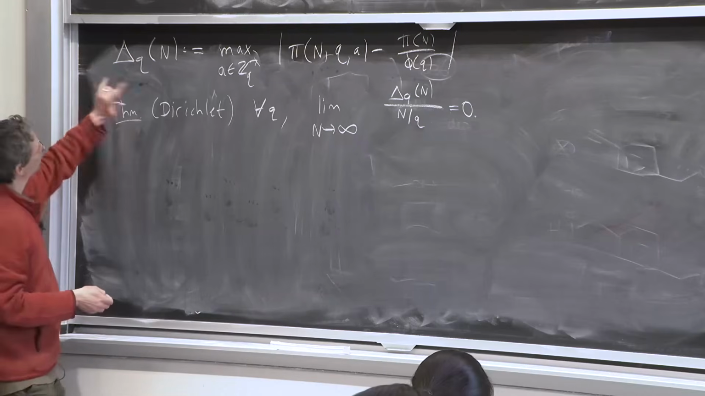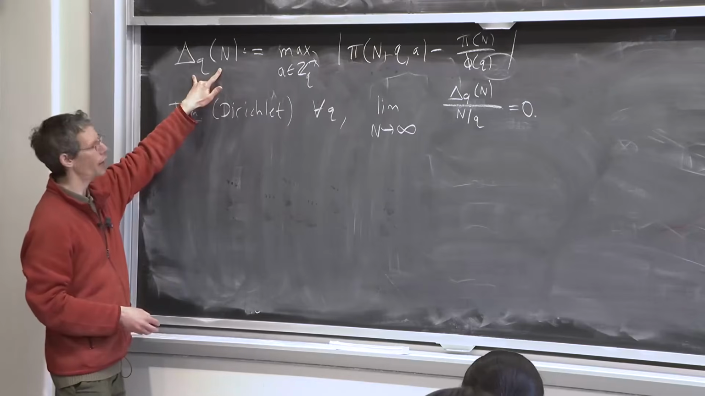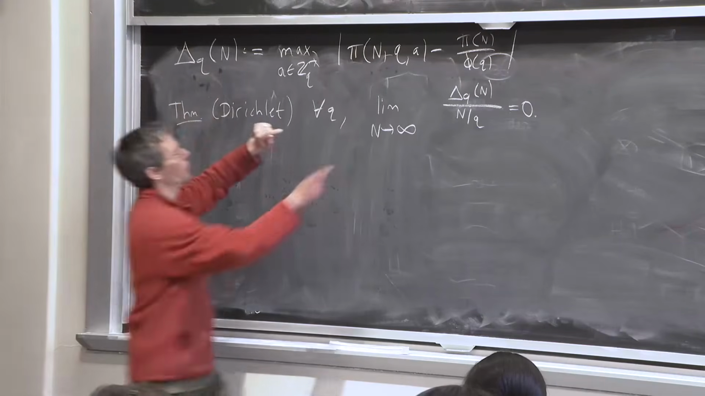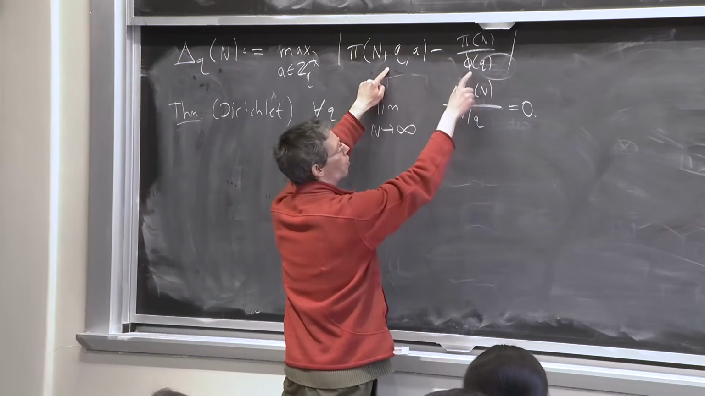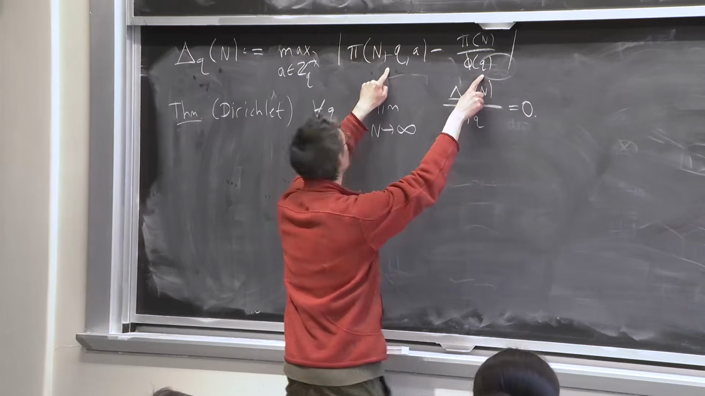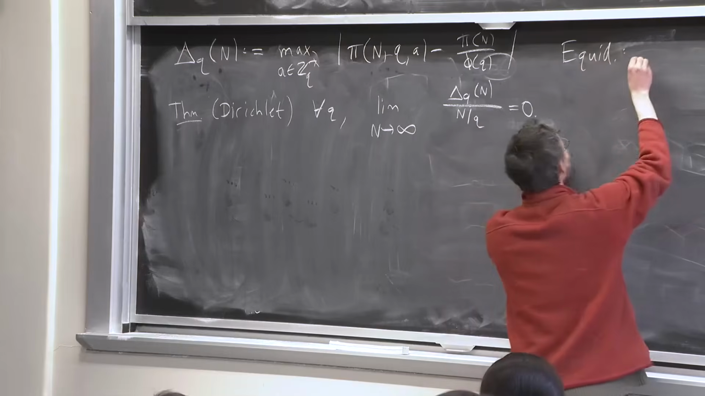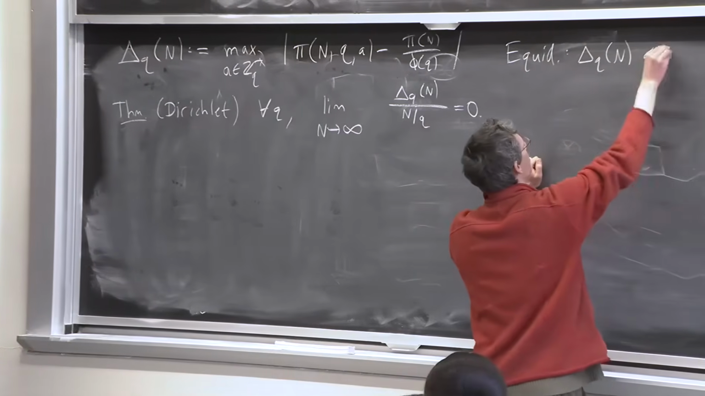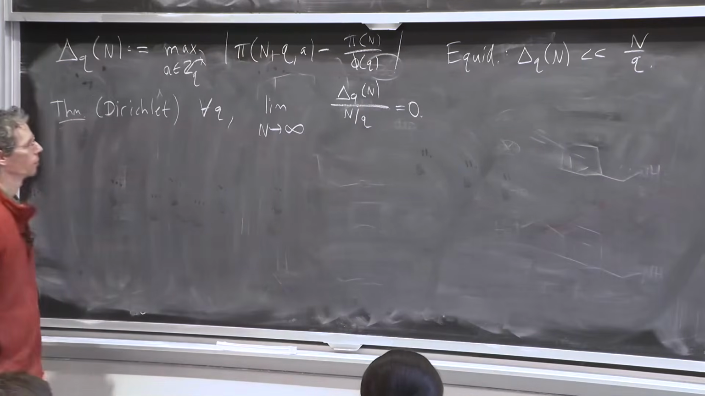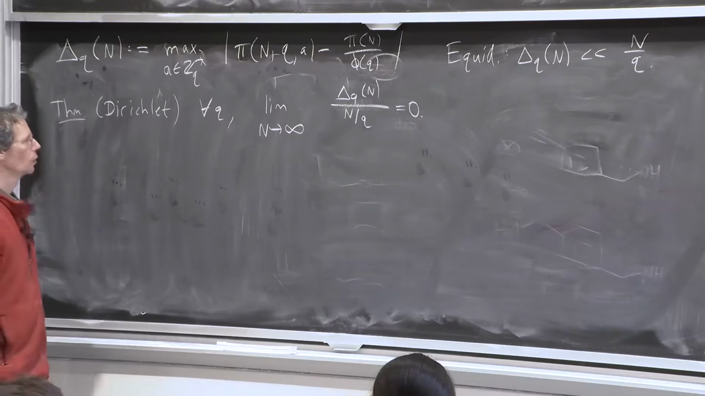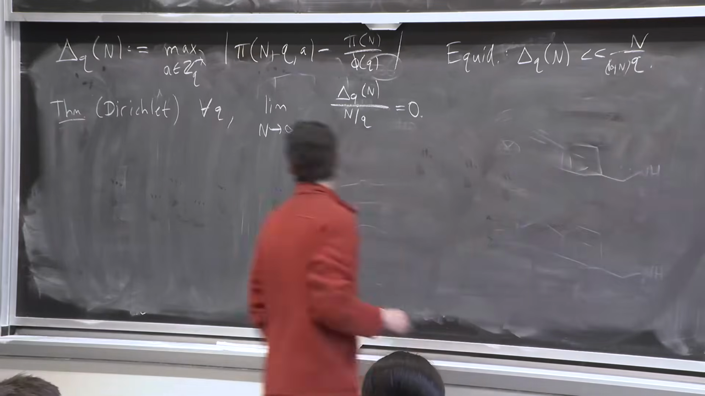Actually, let me say, when we talk about these being equidistributed, we're going to mean that this is small. Small relative to what? This is a good approximation of this if this error term is small compared to the main term. So equidistribution would mean that delta_q of n is much smaller than the main term, which is on the order of n over q. Or maybe n over log n q.